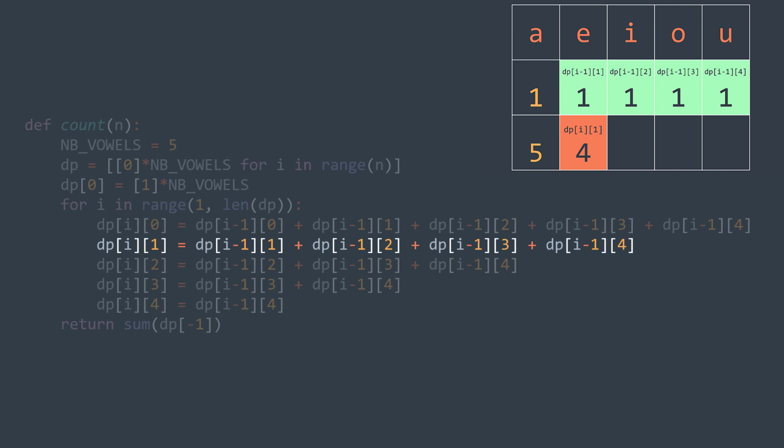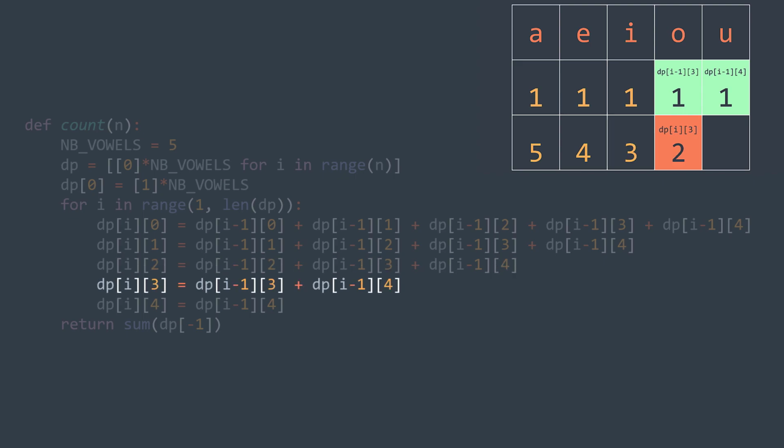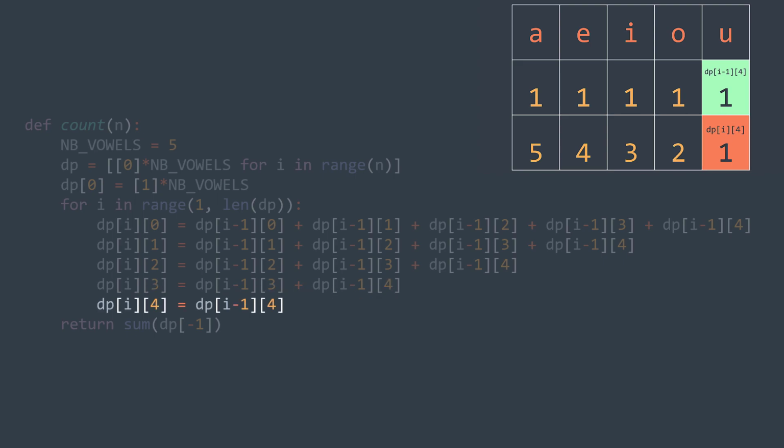I is accepted by I, O, and U, so we write dp of i,2 is equal to dp of i-1,2 plus dp of i-1,3 plus dp of i-1,4. O is accepted by O and U, so we write dp of i,3 is equal to dp of i-1,3 plus dp of i-1,4. And U is accepted by U only, so we write dp of i,4 is equal to dp of i-1,4.